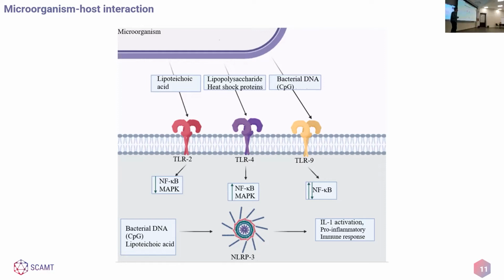recognizes lipoteichoic acid, which is the component of the gram-positive cell wall. TLR4 recognizes the lipopolysaccharide, which is the component of the gram-negative cell wall, and some feature proteins, which are different in bacteria than in eukaryotic cells.